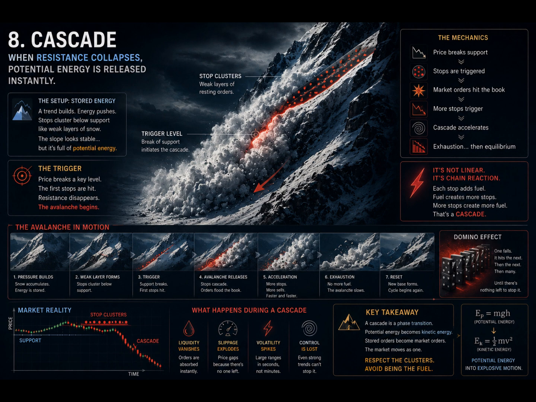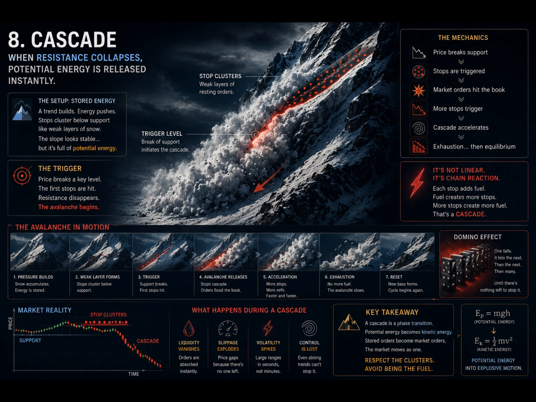Financial markets behave in much the same way. Each triggered stop order adds additional force in the same direction. That additional force triggers more stops. Those stops trigger even more. A domino effect emerges. This is not linear movement. It is a chain reaction.